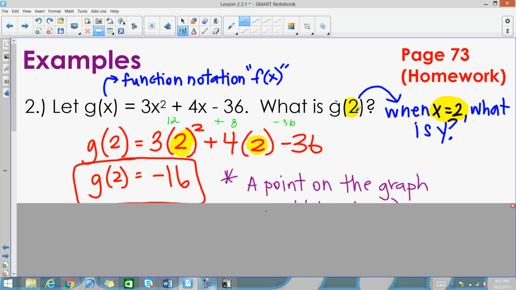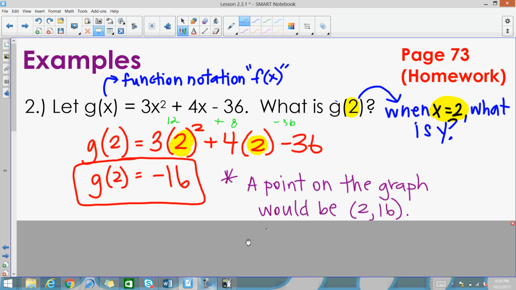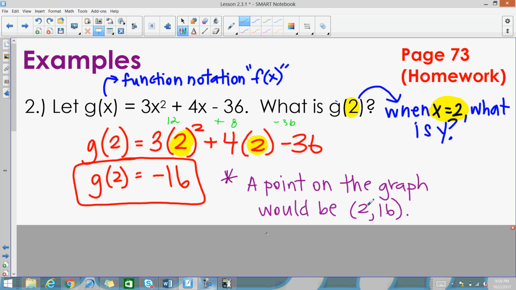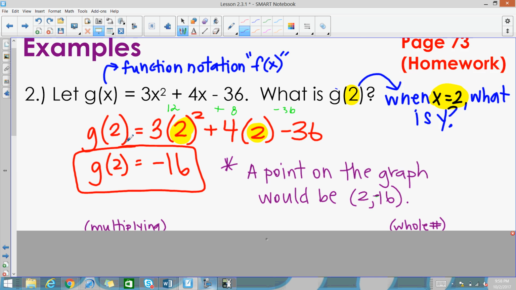So this g of 2 equals negative 16 is actually a point on the graph. It would be 2, negative 16. This is your x value. This is your y value that we solve for. And sorry, this needs to be negative 16 here. So it's your coordinate, 2, negative 16. Let me put that in purple so you see it, negative 16. So there we go.